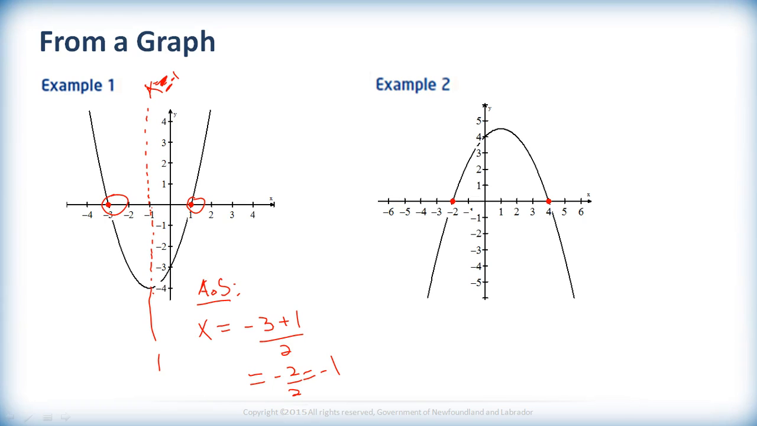So we can try that again over here. We know it's going to have to be halfway between -2 and +4. So our axis of symmetry will be at x equals, let's see, halfway would be the average. So -2 plus 4 divided by 2, which should be 2/2 or +1. And if we look at the graph a second time, we can see exactly that that's where the axis of symmetry is. So the idea is that the axis of symmetry should be halfway between your x-intercepts, or the average of the two.